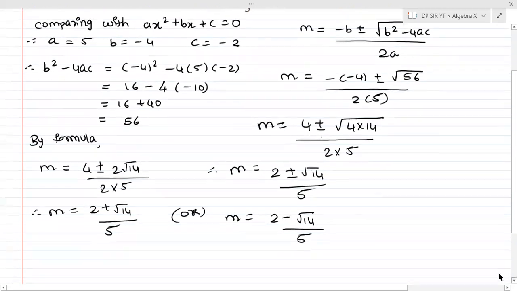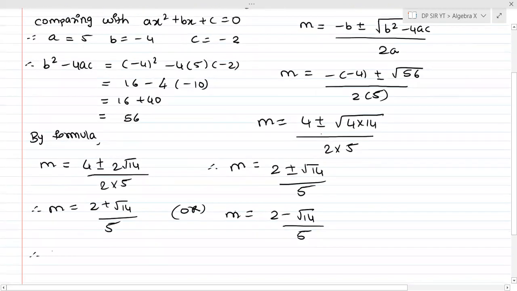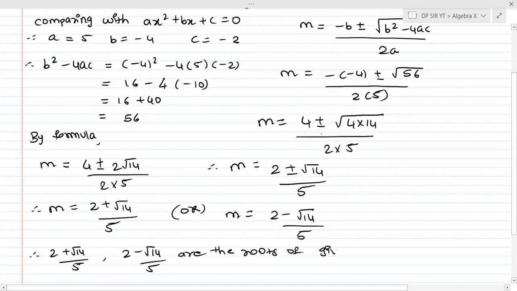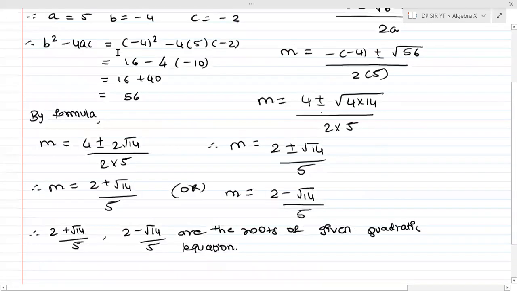Therefore, now we come to find an answer. Therefore, 2 plus root 14 upon 5, comma 2 minus root 14 upon 5 are the roots of the given quadratic equation. Okay, so this is the fourth question.